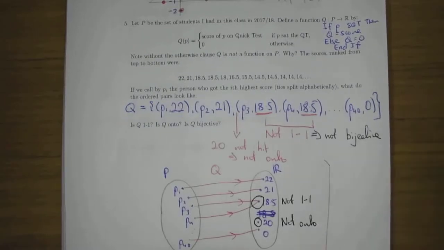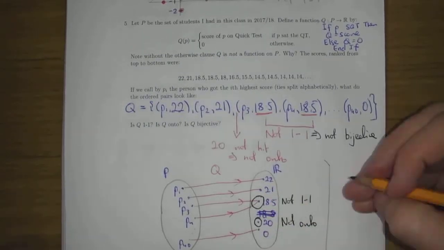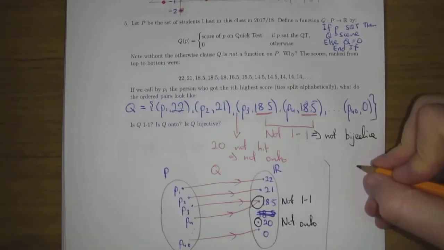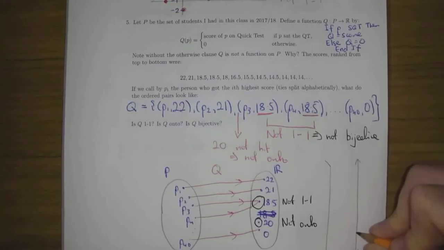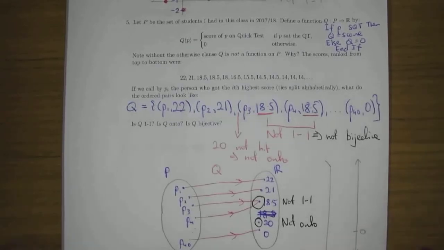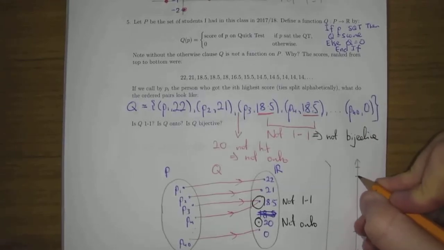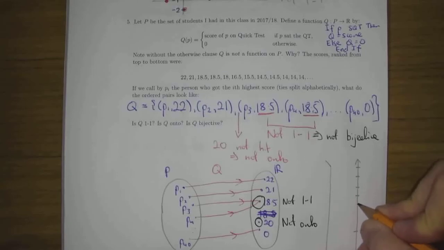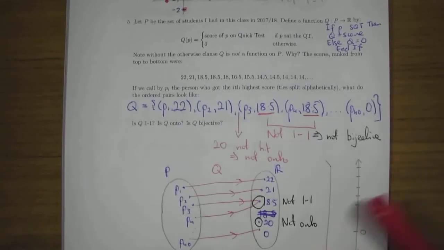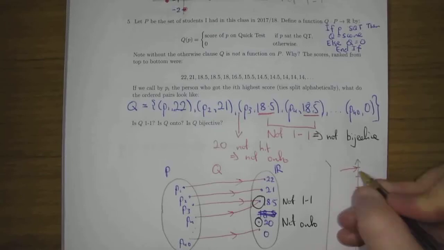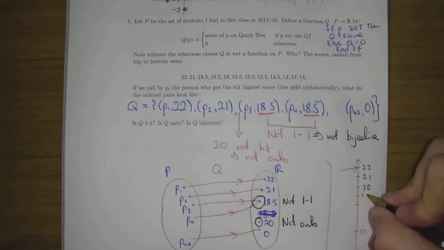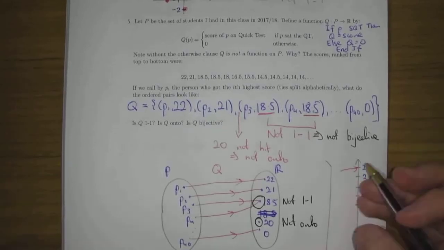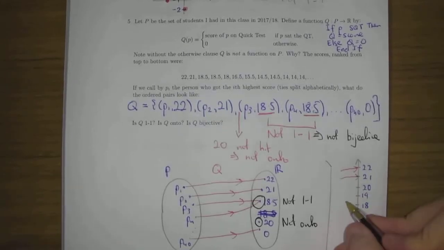The alternative here would be, if you want, you could draw a real number line. You could draw it like this: 22, 21, 20, 19, 18. And in terms of what we've seen over here, P1 gets sent here, 22. P2 gets sent to 21. Two things get sent to 18.5.